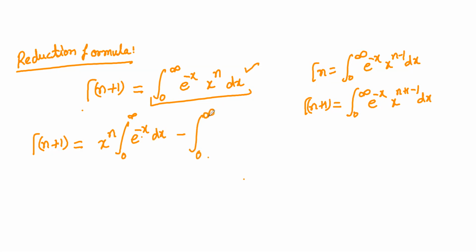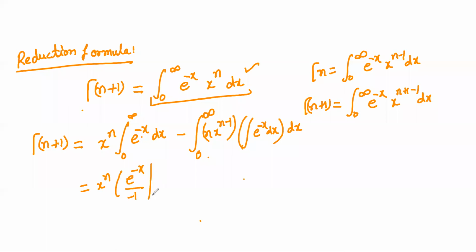Now pay a little attention here, you can make a mistake. From 0 to infinity, the differentiation of the first function, that is n, x raised to n minus 1. This is easy. Now the integration of e raised to minus x. This time you won't put limits. Here we will not put limits. And then dx. So never put limits on this side. So x raised to n, the integration of e raised to minus x will be e raised to minus x upon minus 1, with limits 0 to infinity, minus the integral from 0 to infinity of n x raised to n minus 1, e raised to minus x upon minus 1, and then dx.